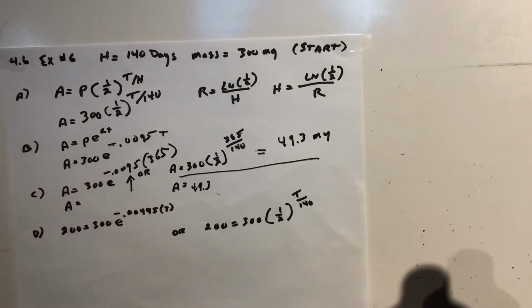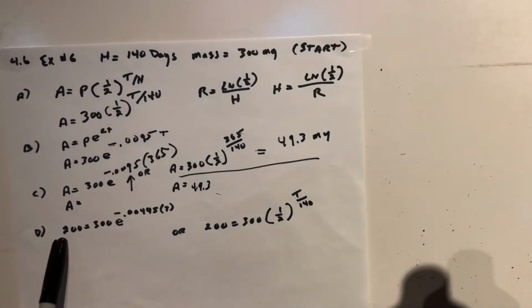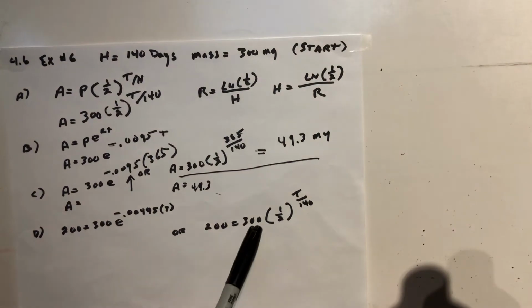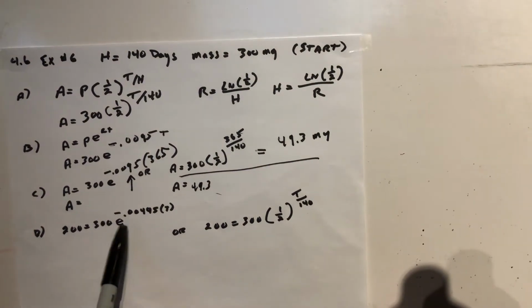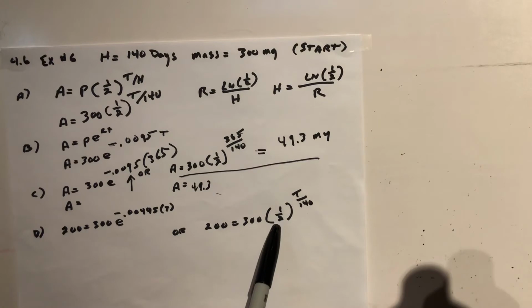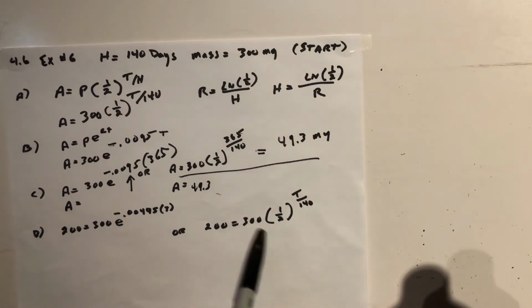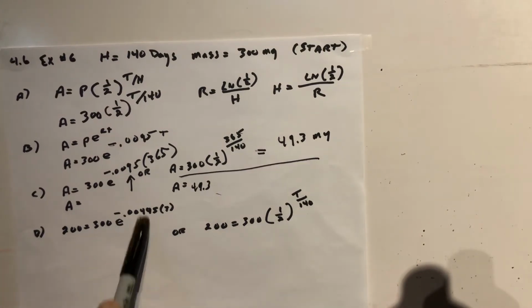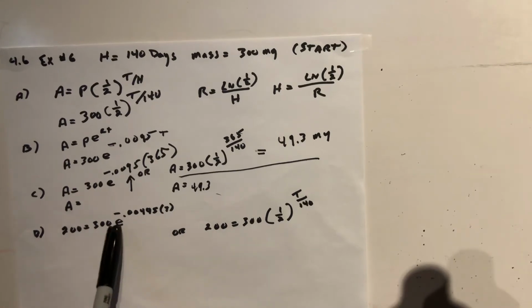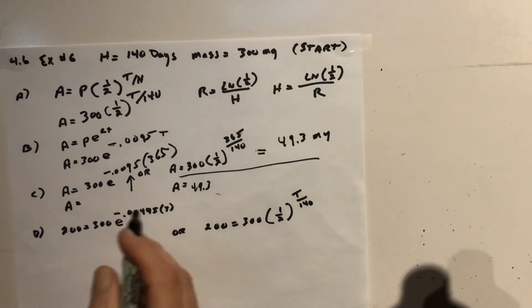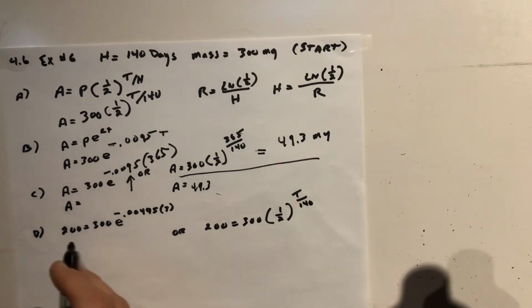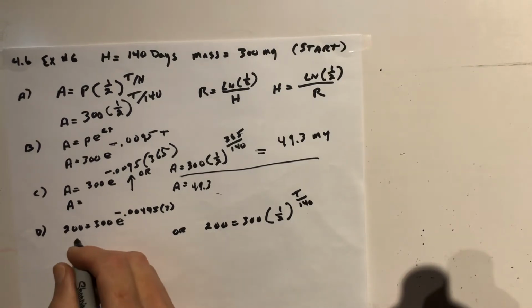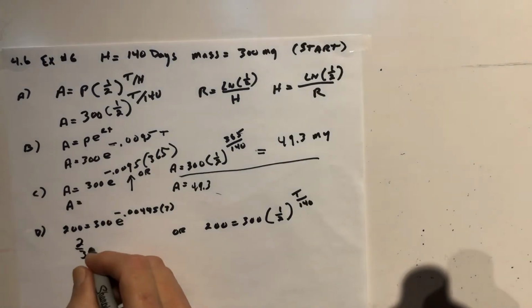Now, the next to last part is, how long does it take to go from 300 down to 200? You can use either formula. This is called PERT because you see an E. If you see a half, it's called half-life formula. So what's the first thing you do if we're going to use this formula or this formula? Since you know both A and P, you're always going to divide those two. 200 divided by 300 reduces to 2/3.